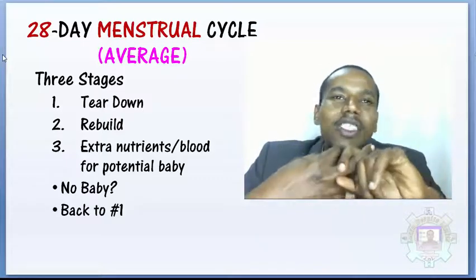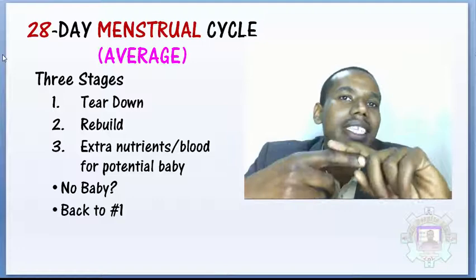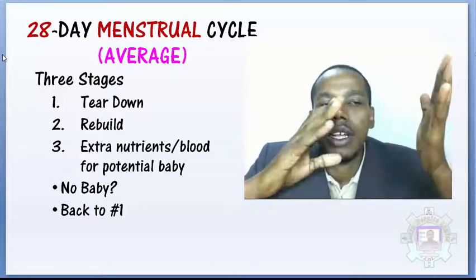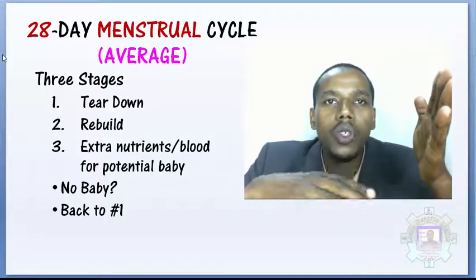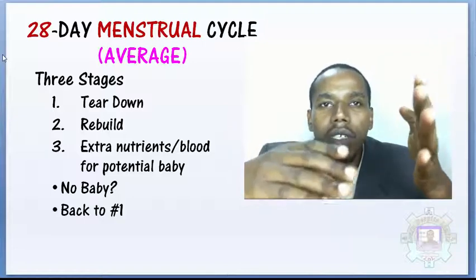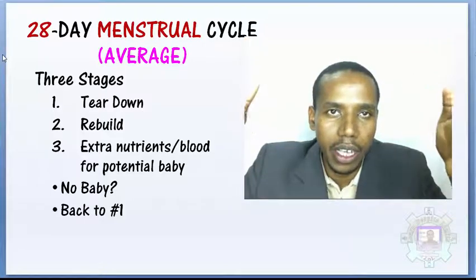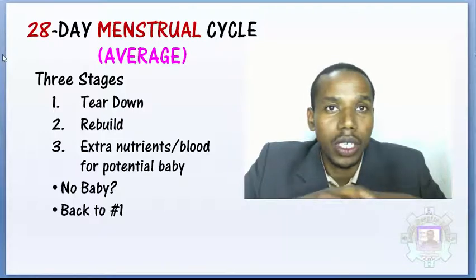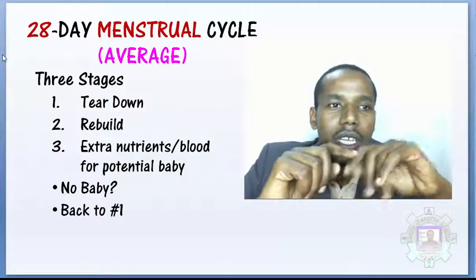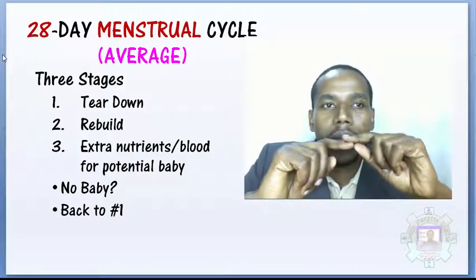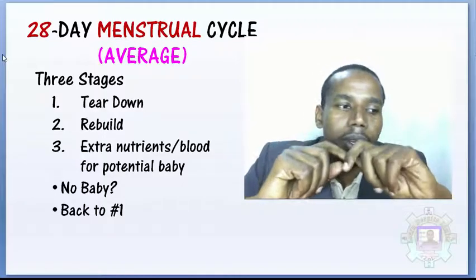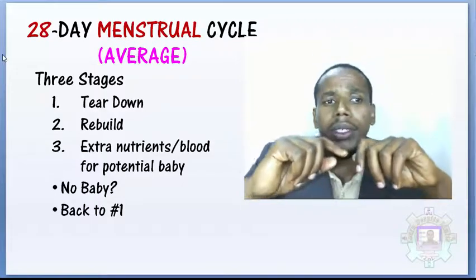The first stage is usually tear down, which is the menstruation period. The day 1 to day 5, some will go to day 7. That is menstruation. So the first day of menstruation, that's the first day of the cycle. Then followed by rebuilding.